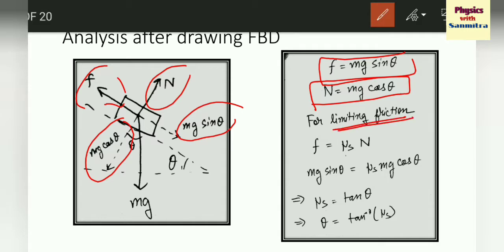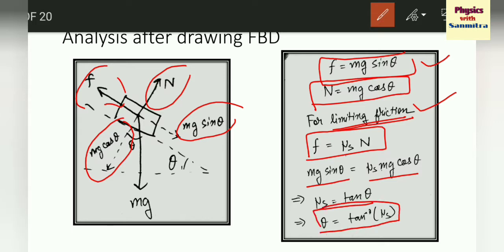For limiting friction, they have asked us to find limiting friction. That is why I am writing F is equal to mu s into N. Suppose it was not limiting, then F would have been just mg sin theta, and N would have been mg cos theta. F would not be equal to mu s into N. No, this is the limiting case. That is why I am writing F is equal to mu s into N. So mg sin theta is equal to mu s mg cos theta, mu s is equal to tan theta, and theta is equal to tan inverse of mu s. This is the limiting case.